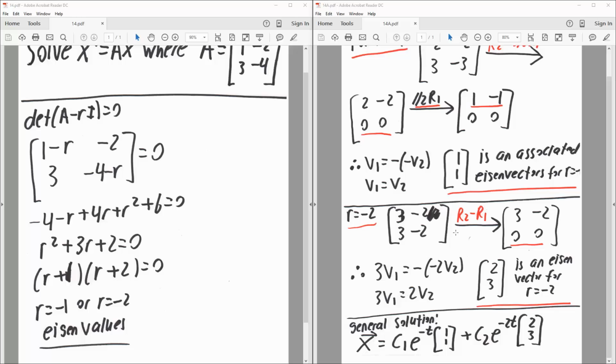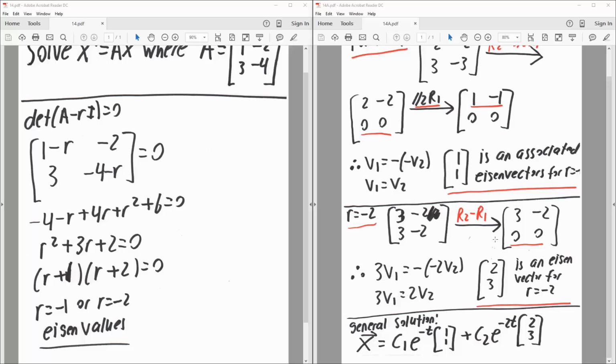And next we do the exact same thing for r is equal to minus 2. So we plug in minus 2 for r, and we would get 1 minus minus 2, so 3. Minus 2 remains the same, 3 remains the same, and minus 4 minus minus 2 will give us minus 2. And we do the exact same thing as this. We do row reduced echelon form, and we can clear it out by saying that R2 is equal to R2 minus R1. So 3 minus 3 is 0, minus 2 minus minus 2 is also 0. And so we get this form.